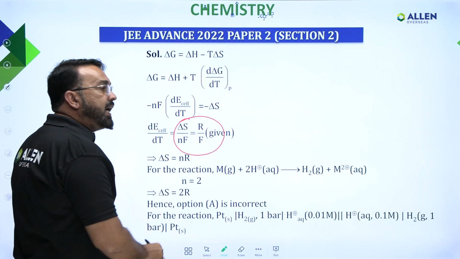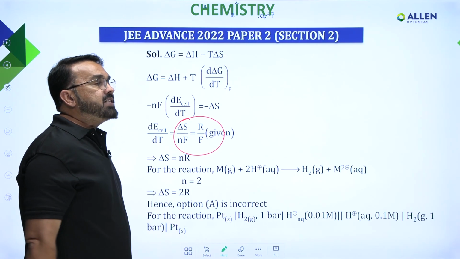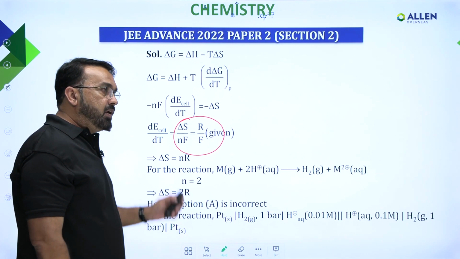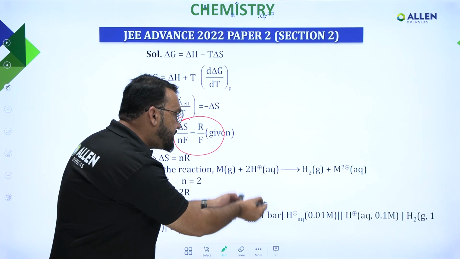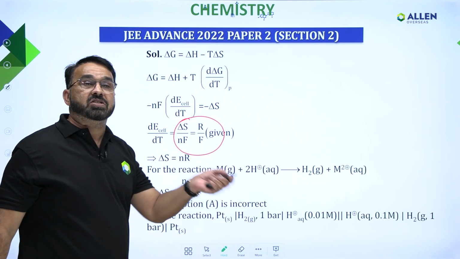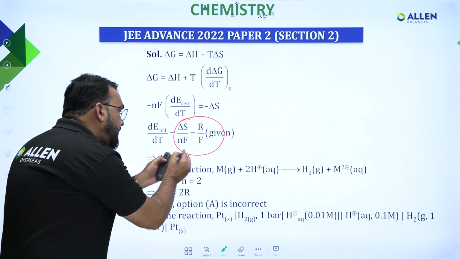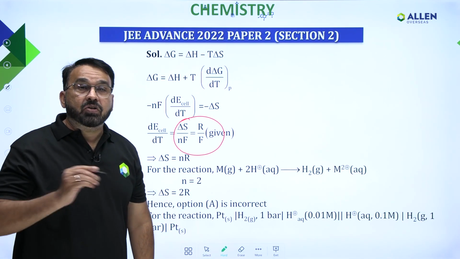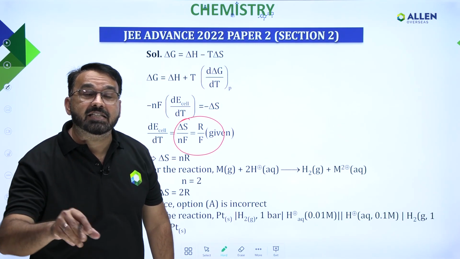So we have shown that delta S is equal to nR, but we have to understand what n is over here. For the reaction given in option A, the metal is getting converted to metal ions and hydrogen ions are getting reduced to hydrogen. The number of electrons lost and gained in this process is 2. That means n is equal to 2. So when you substitute in delta S is equal to nR, delta S will be equal to 2R. But we had to show that delta S is equal to R, and here it is coming as delta S equal to 2R.